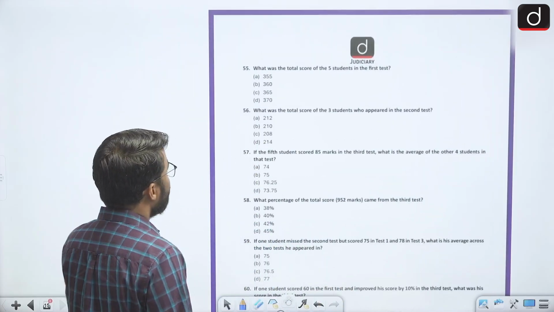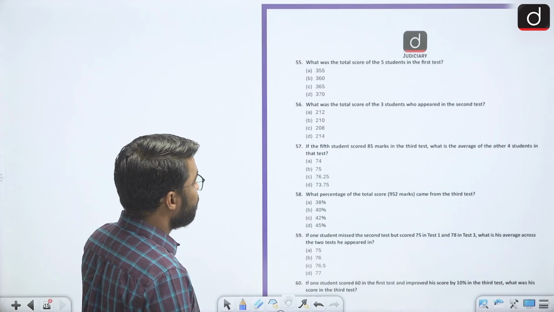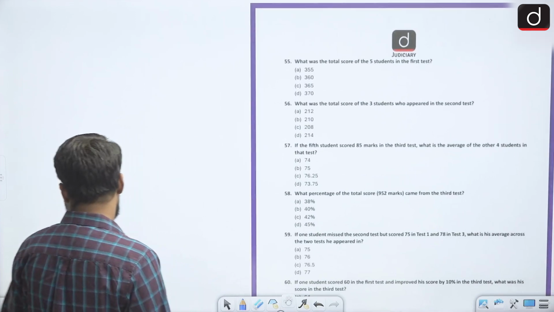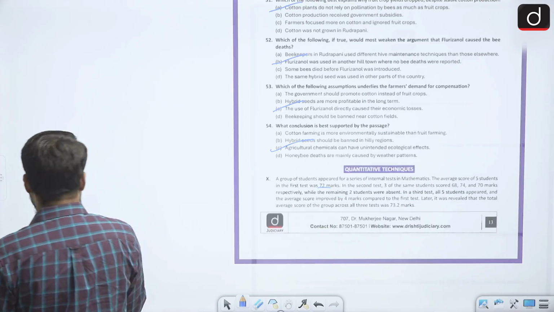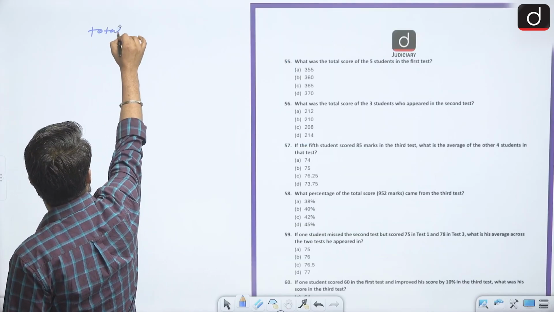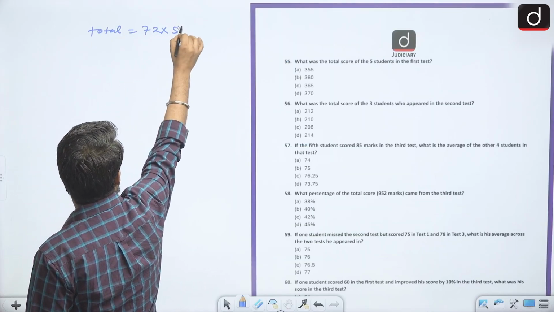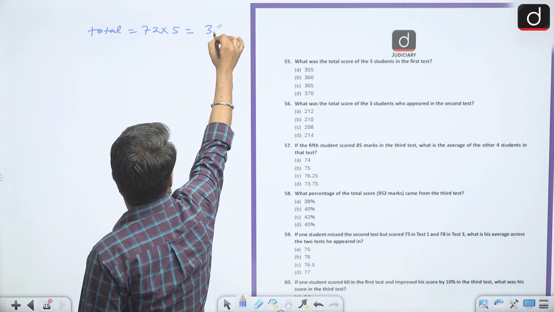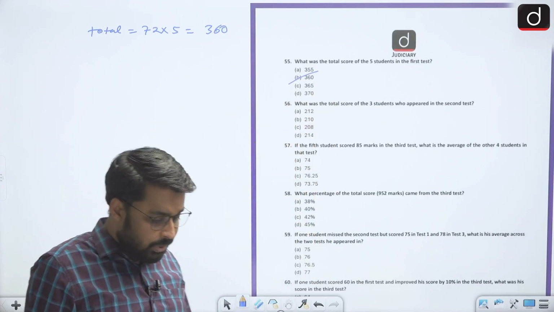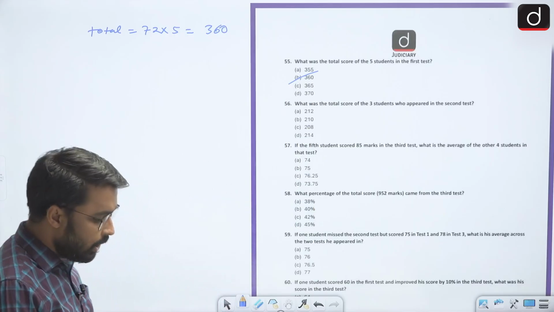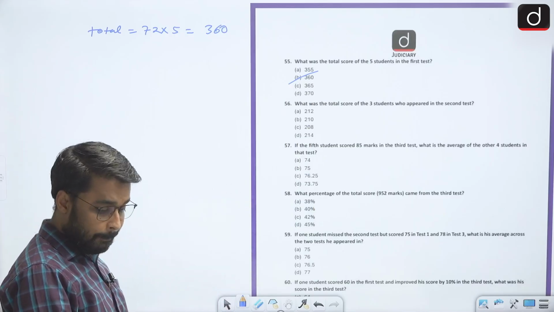My first question was, what was the total score of 5 students in the first test? See, the average score of 5 students in the first test was 72, right? So total score will be average, that is 72, into number of students, that is 5. So it will be 360, right? Because average into number of students will give me total score of these 5 students. So my correct answer will be option B.